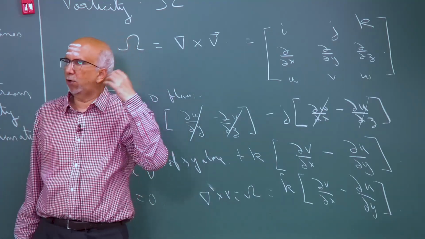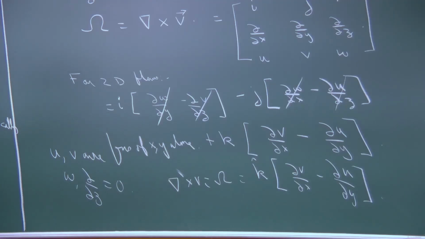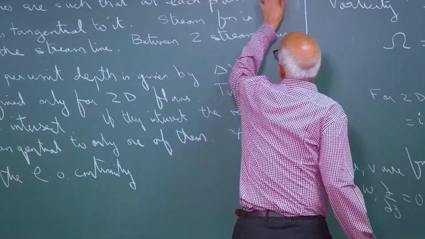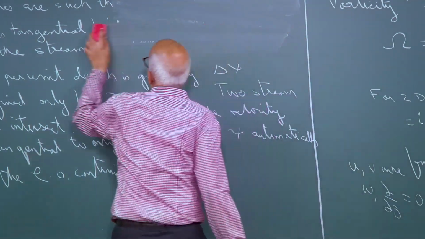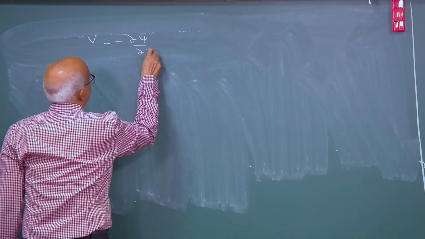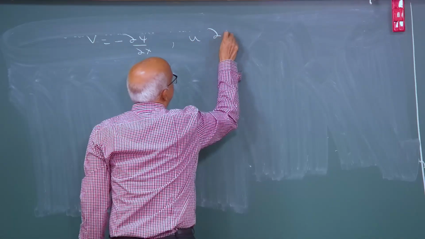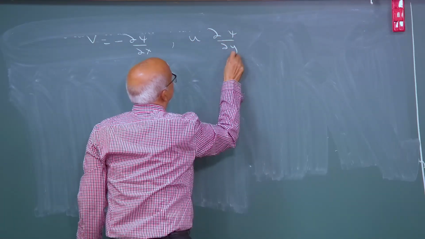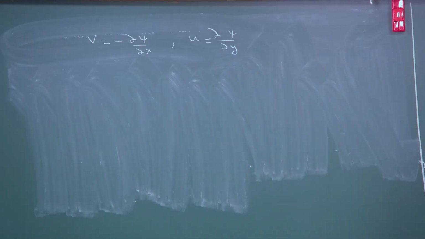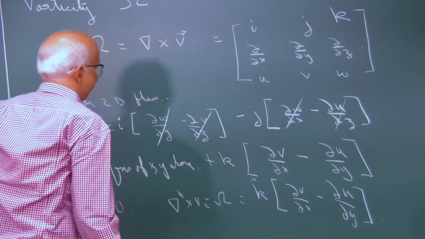Now, I want to write the v and the u in terms of the stream functions which we defined in the last class, okay. So, how are v and u defined? v was defined as minus d psi by dx and u as d psi by dy, okay. So, just substitute that here, minus d psi by dx.